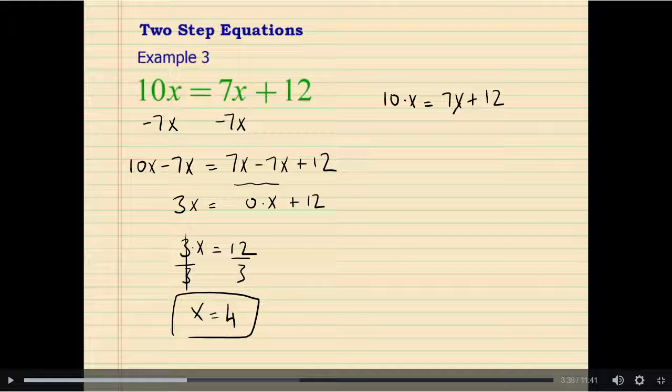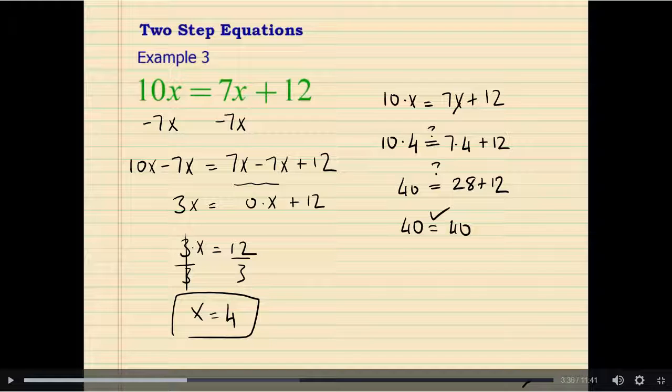Now on the original equation, after we substitute, we will use order of operations and see if both sides of the equation are going to be equal. 7 times 4 plus 12 is here. 4 times 10 is 40. Is it equal to 28 plus 12? 40 is, yes, equal to 40.